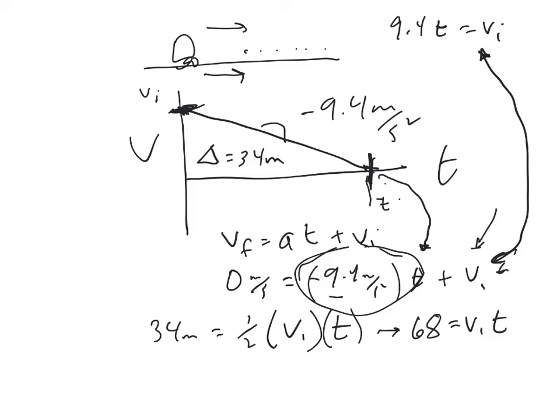Is that good? So now instead of V initial right here, I can put in 9.4 t. So 68 becomes 9.4. This t times this t is t squared. So if I divide by 9.4 and square root, I get the time it took to get to here. Once I know that time, I could come back to right here, plug the time in, or plug it in right here, and solve for V initial. And that's how we did it in class.